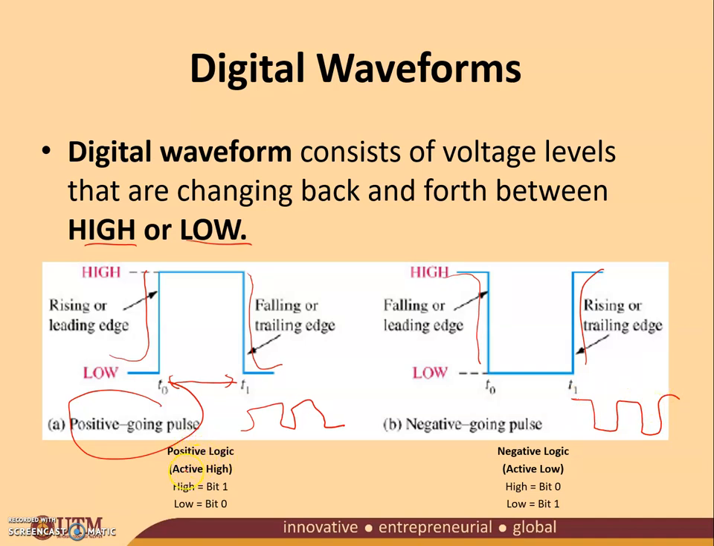In positive logic, active high, the high is bit 1 and the low is bit 0. Whereas for digital logic active low, the high is actually bit 0 and the low is actually bit 1. So here this is 0, 1, 0, 1. But for this one is 1, 0, 1, 0. Oh, sorry, my mistake. For this one is 0, 1, 0, 1.